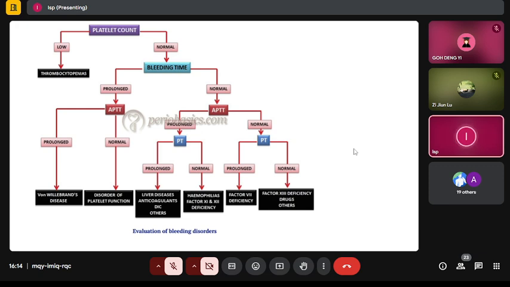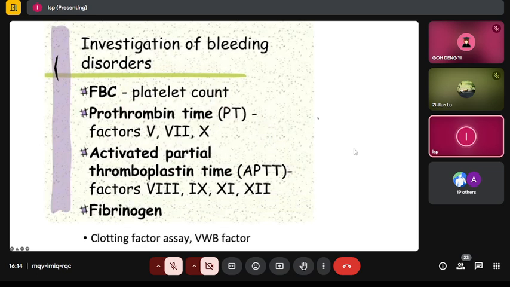So for your level, I do not expect you to know the flow chart of this. For you, it's very simple. Know that when a patient is bleeding, there are two blood tests you need to know: full blood count and coagulation profile.